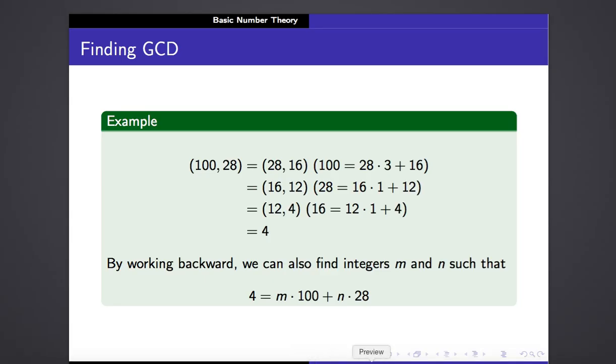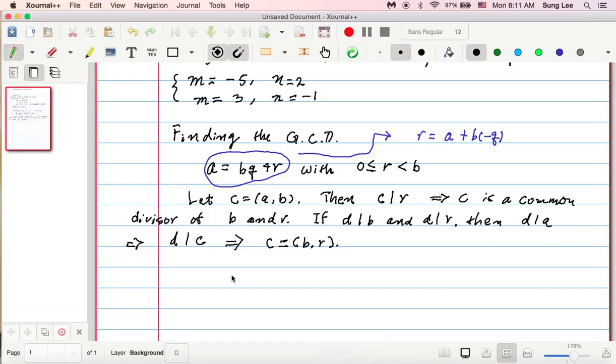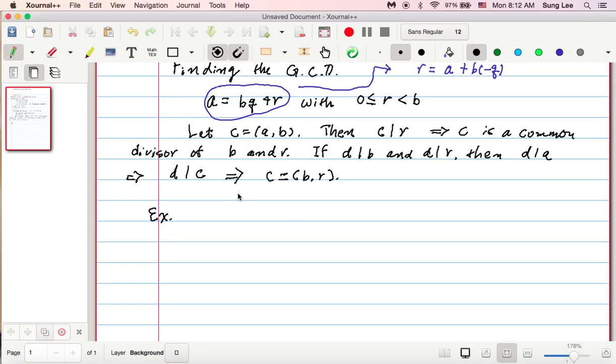Let me get to my notepad again. So, example. So in this case we want to find the GCD of 100 and 28. All right, so here we go.